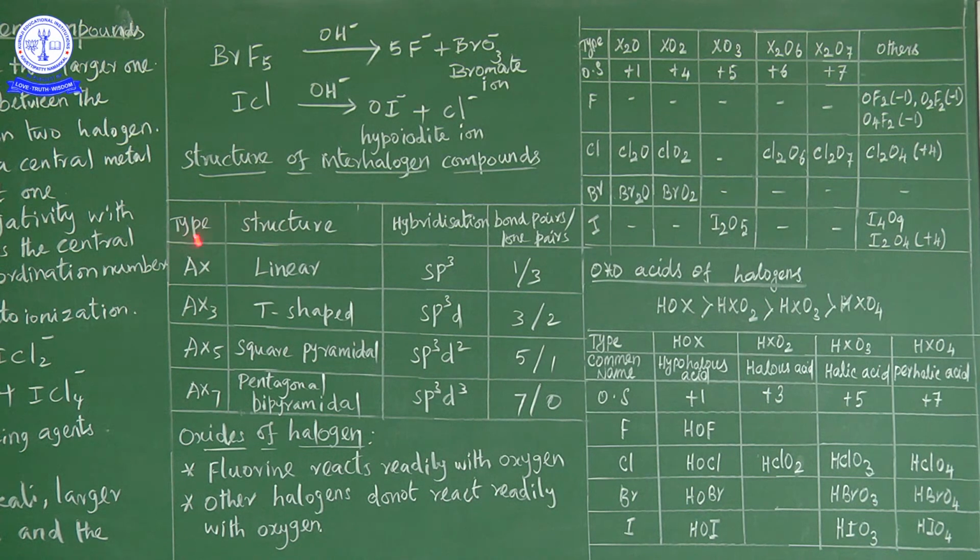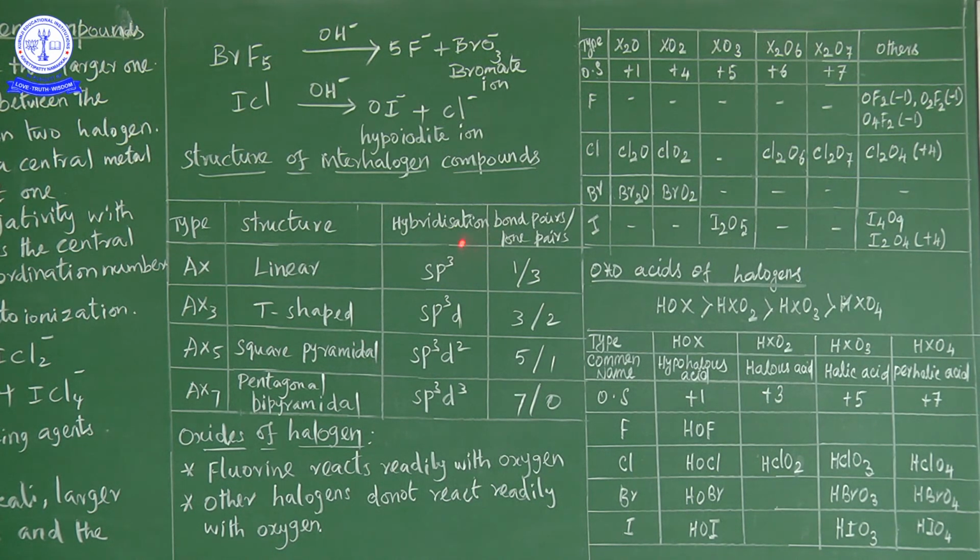The structure of AX type interhalogen compounds is linear. Its hybridization is sp3. Without the lone pair electrons it would be sp hybridization, but with the lone pair electrons it is sp3. So the AX type interhalogen compounds have a linear structure, and the hybridization is sp3. Here we can consider two cases, with lone pair and without lone pair.